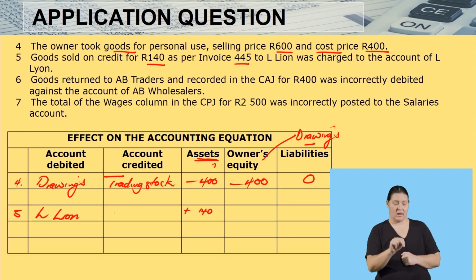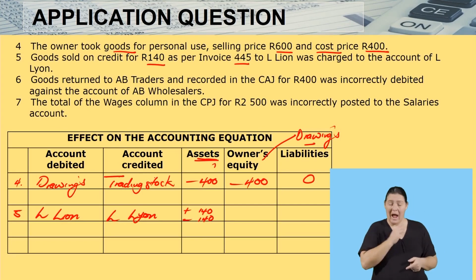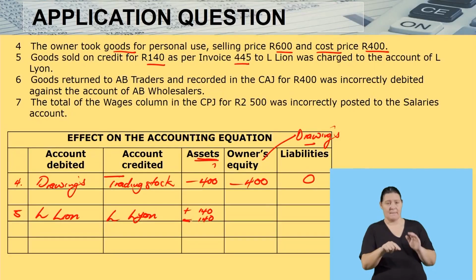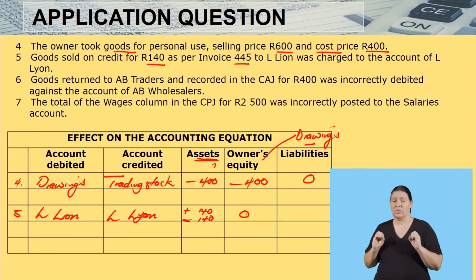Then the next one is to correct the error that we did to L Leon. So the account to be credited becomes L Leon. Remember, L Leon is also a debtor. That means we have to come and subtract on my assets. Why am I subtracting? The moment you credit an asset, you're decreasing it. So hence you see there is a minus. Is there any effect on my accounting equation? Definitely not. Liabilities, there will not be an effect.